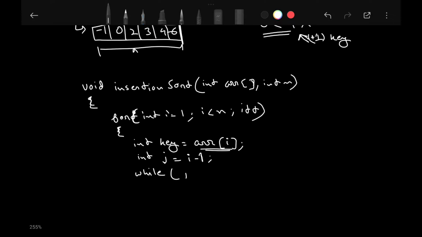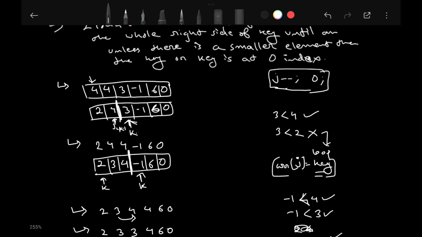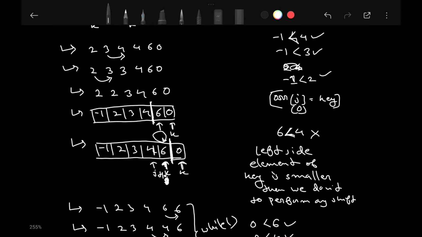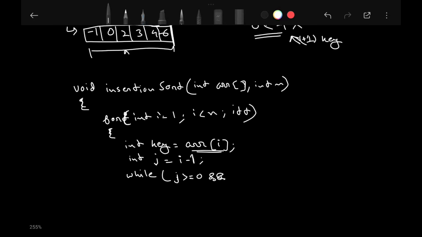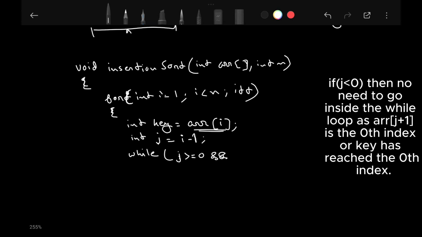First of all, we will check for a condition: whether our j is greater than or equal to 0 or not. As I have told you, at any given condition, either the key is smaller than the element, or it has reached the first index, then we will stop and place our key there only. So if j is less than 0, that means it has already got into the first position of the array, so no need to perform any shift because there are no more elements left.